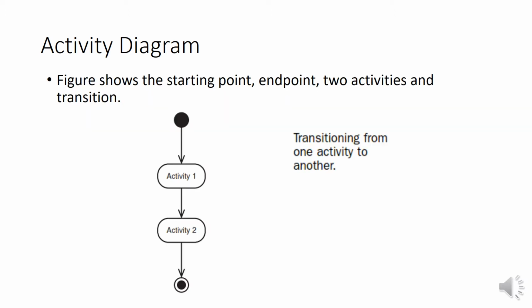Each activity in the activity diagram is represented by a rounded rectangle. The processing within an activity goes to completion and then an automatic transition to the next activity occurs. An arrow represents the transition from one activity to the next. The starting point is represented by a filled-in circle in an activity diagram and the end point is represented by a bullseye.